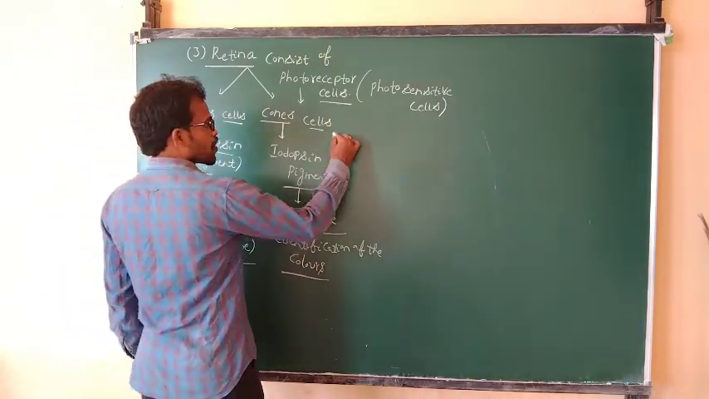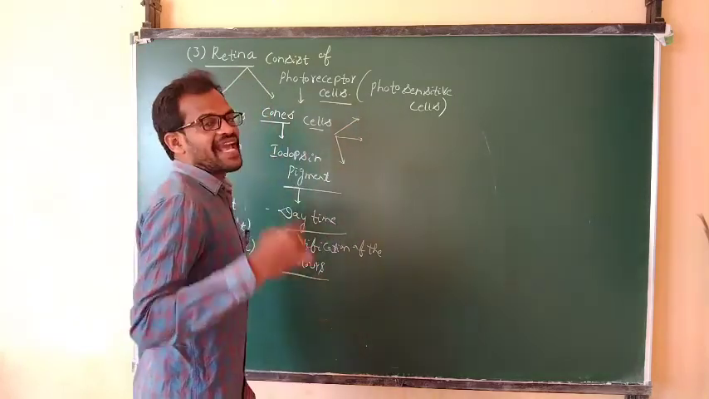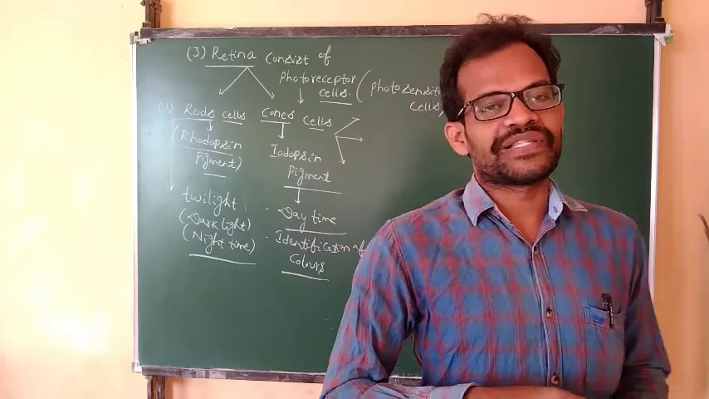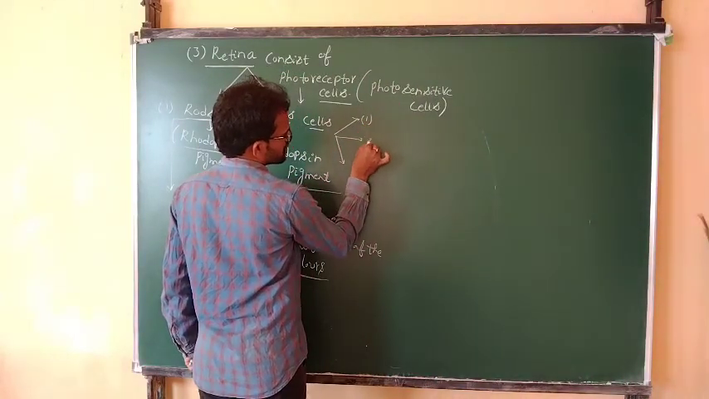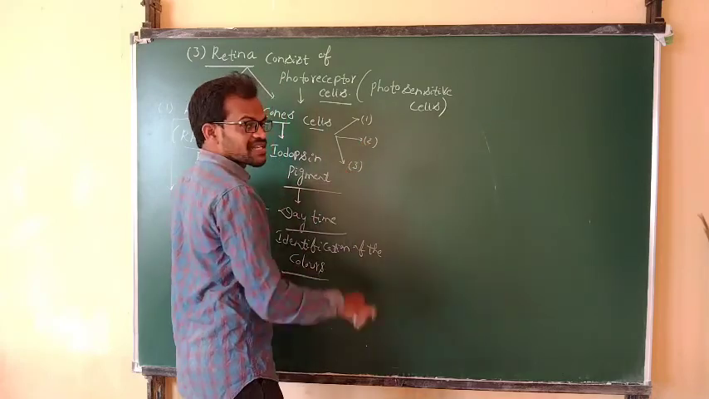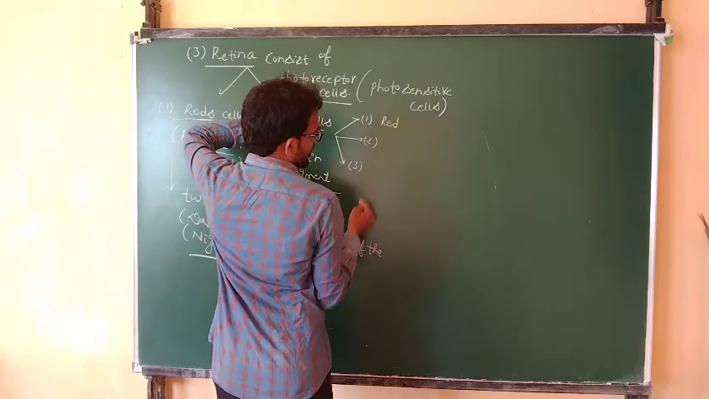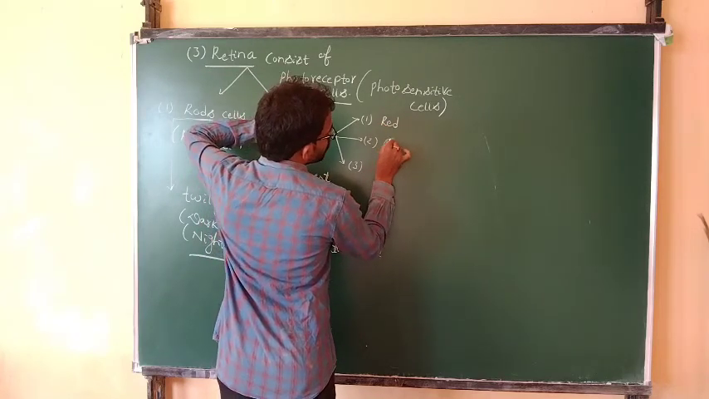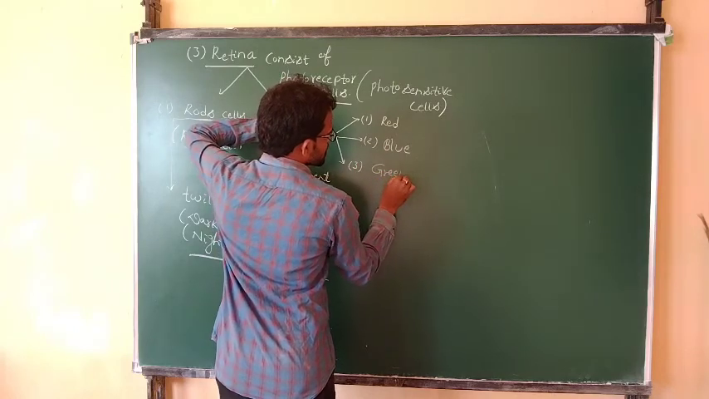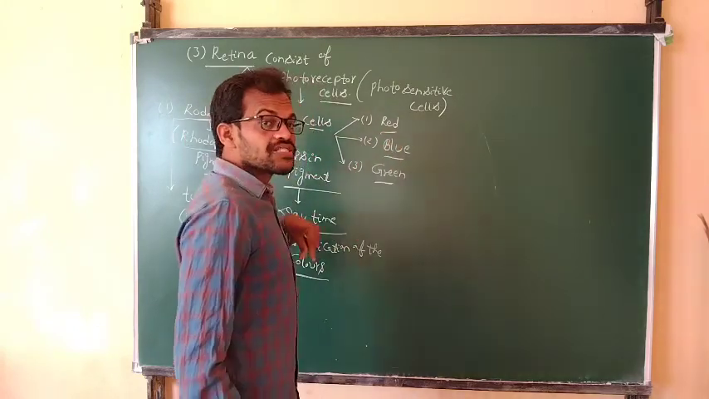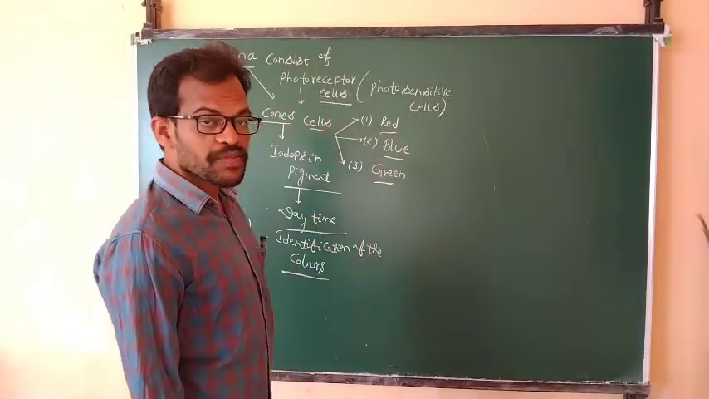Three types of cone cells are present in our eye. The first is the red cone cells, then the blue cone cells. The next is the green cone cells. You can observe different types of color because of the cone cells.